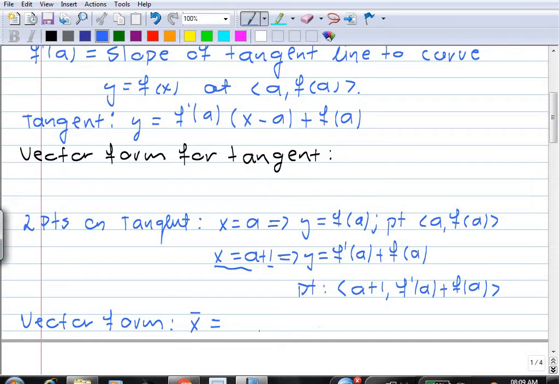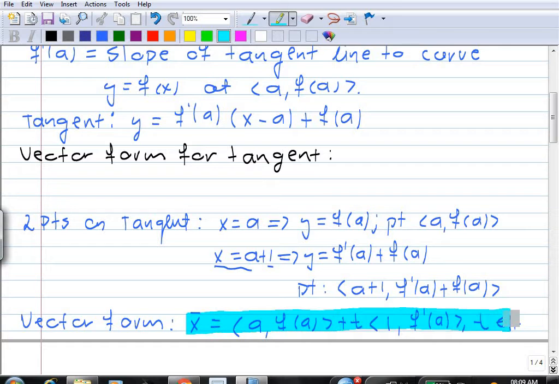So we can write this as (a, f of a) plus t times (1, f prime at a), and of course t can be any real number. Right. So the vector equation we've got over here, this equation describes exactly the same line as that equation over there, right? It is just an equation in vector form.